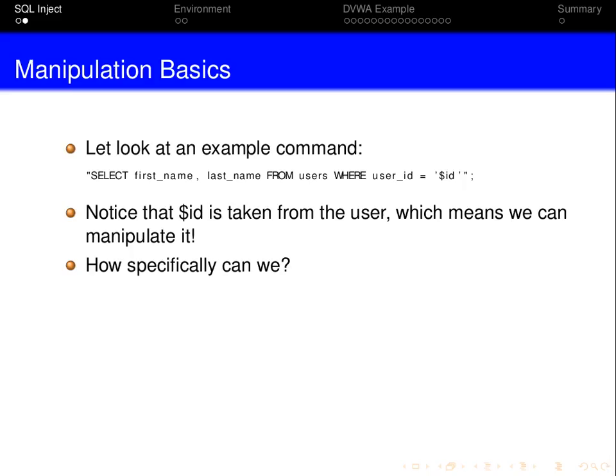We'll break it down even more. You may want to select first name, last name from users, where the ID is ID. So maybe you have some, what's the first and last name of this ID? You know, it's in a web page. You put the number in, you hit submit, and it'll give you back the information. But notice that ID is taken from the user, which means we can manipulate it. So how could we do that?